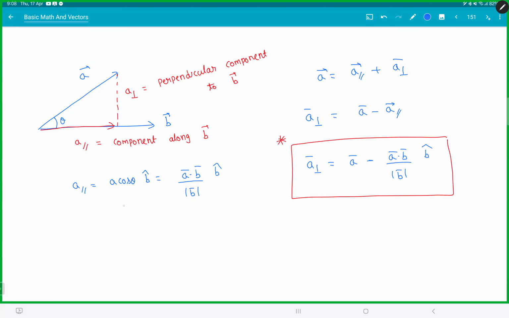Again, be careful here. How did you get a cos theta? Mod a, mod b, cos theta is a dot b. I am just worried that you might be confused here. So I'll just show you that. So a cos theta, you are replacing this with a bar dot b bar by mod b.